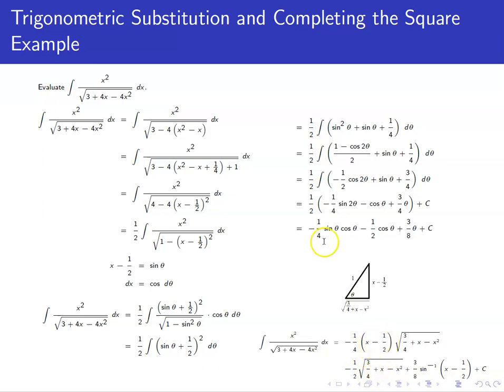So x minus 1/2 is sine. Root of 3/4 plus x minus x squared is cosine. So this is just plugging in sine and cosine. And for theta, we solve for theta and get inverse sine of x minus 1/2. So we get a final antiderivative here of negative 1/4 times the quantity x minus 1/2 times root of 3/4 plus x minus x squared, and then minus root 3/4 plus x minus x squared, plus 3/8 of inverse sine of x minus 1/2, plus c.